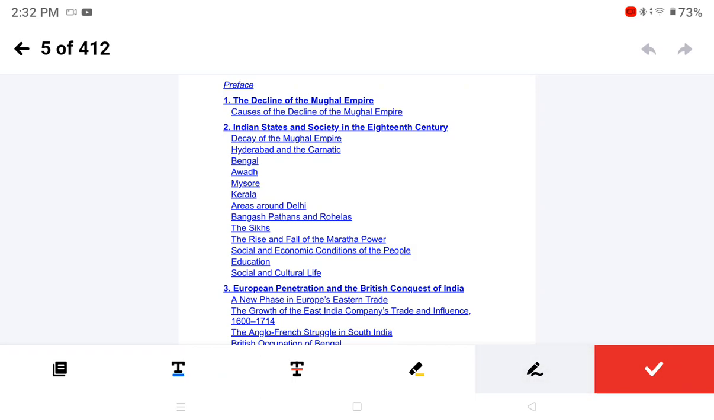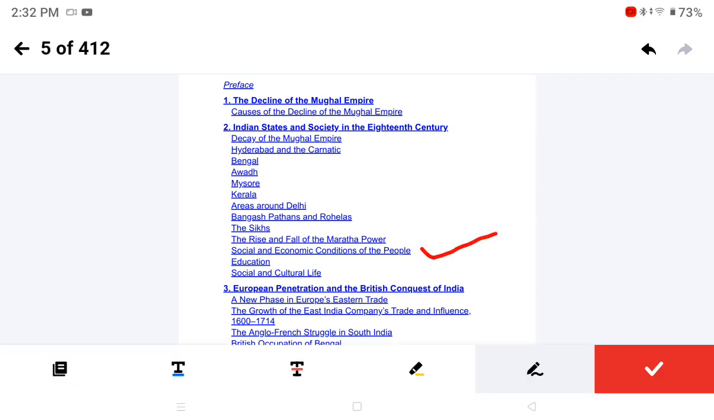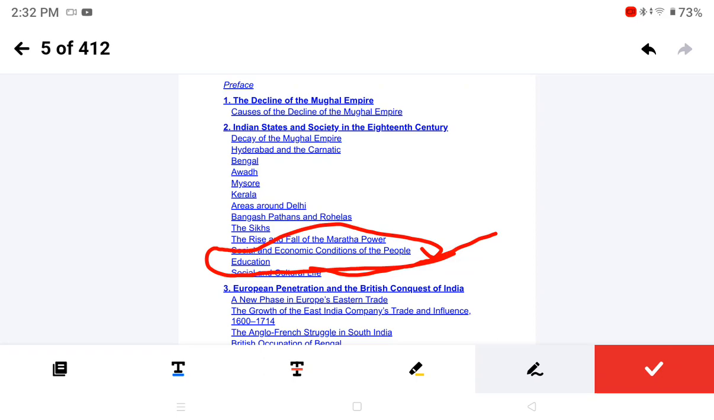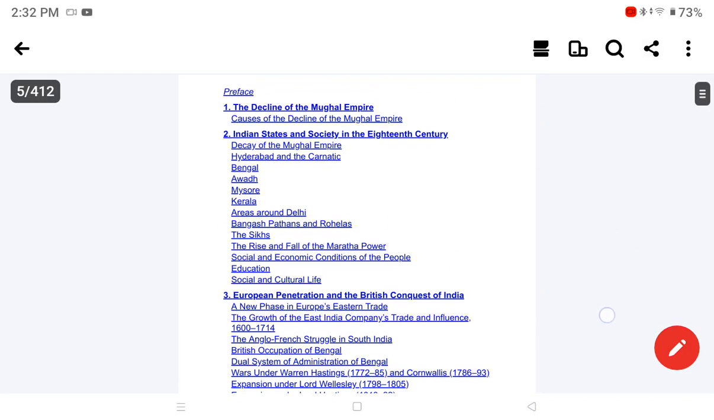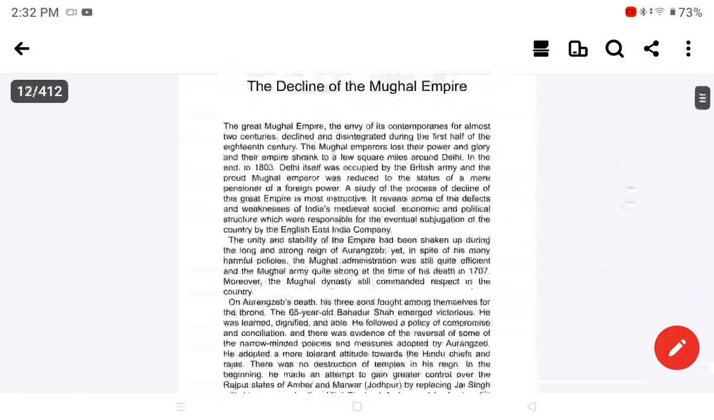Now I am going to read the social and economic conditions of the people. The social and economic condition of the people. So let's start. The social and economic conditions of the people. This is part of Chapter 2, that is, Indian States and Society in the 18th century.